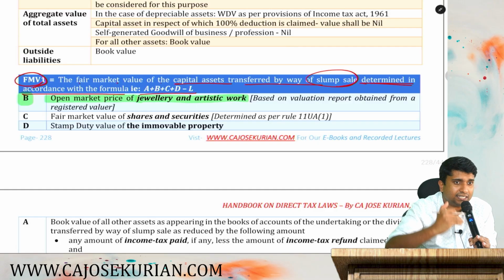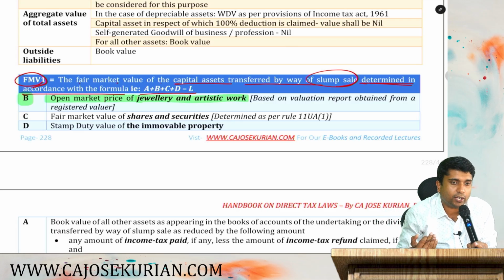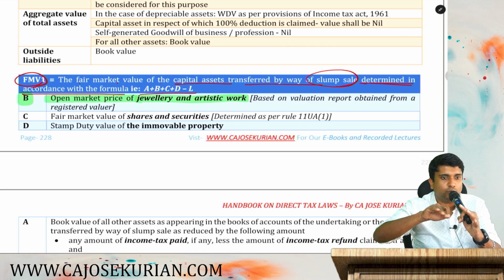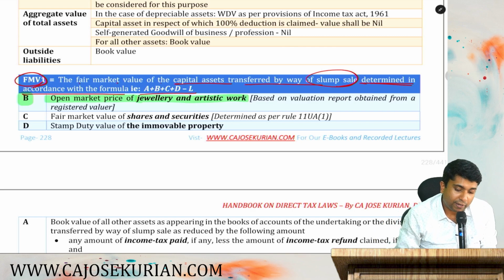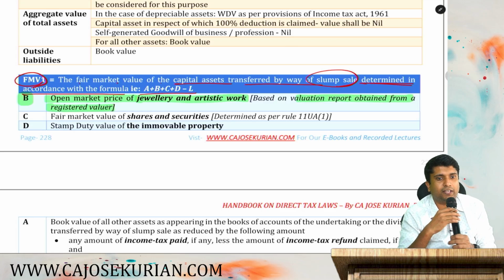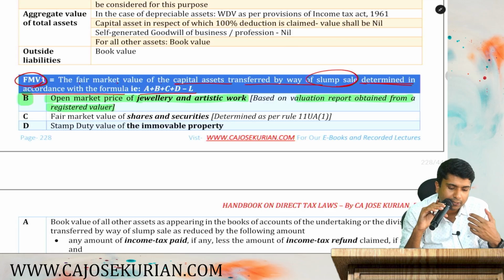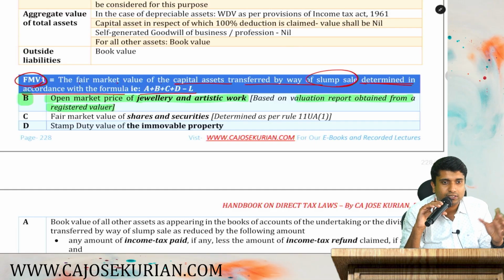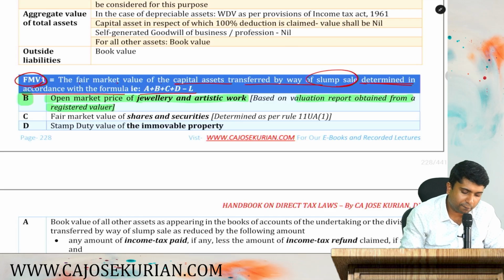I go verify the balance sheet asset side. In the balance sheet asset side, if there is jewelry or artistic work, then what should be the value? Fair market value of that jewelry or artistic work, based on the valuation report obtained from the registered valuer. That is point number B. Then what is C? Fair market value of shares and securities.